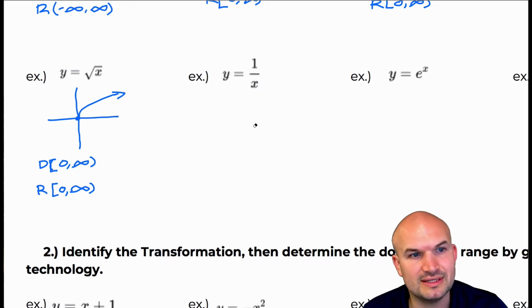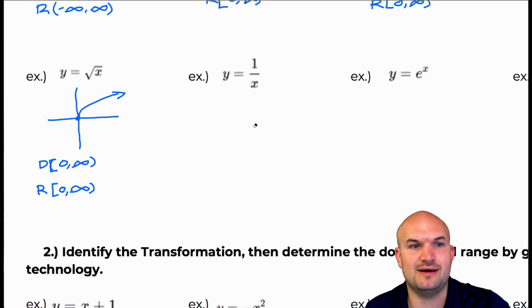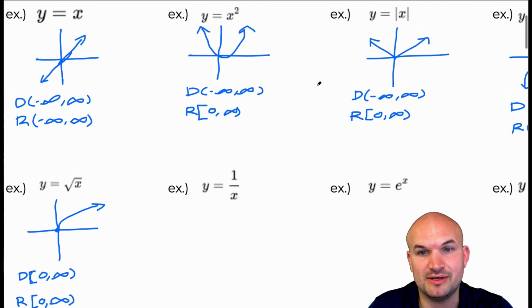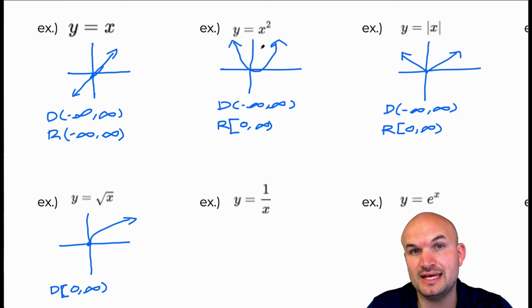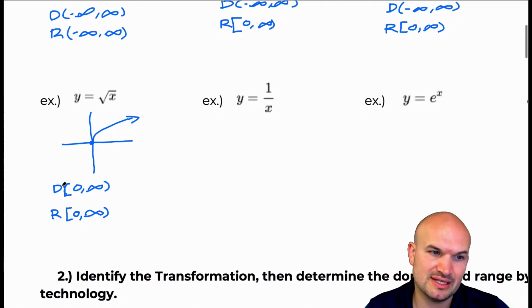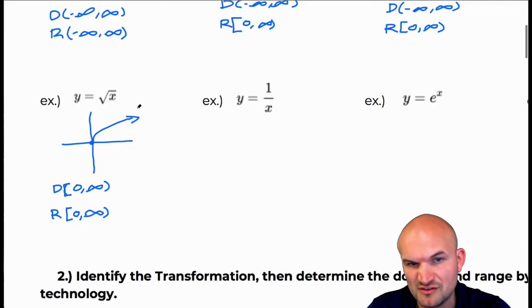All right, so in the last example, that was the first one where our domain was restricted. Previously, our range had been restricted, particularly for the quadratic as well as the absolute value. When we got to the square root, you can see that my domain and my range were restricted, right? Because you can only take the square root of positive numbers.